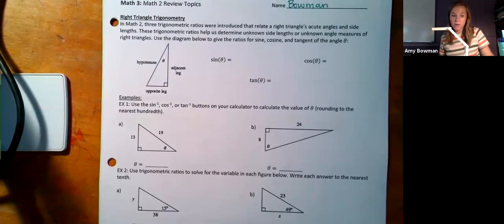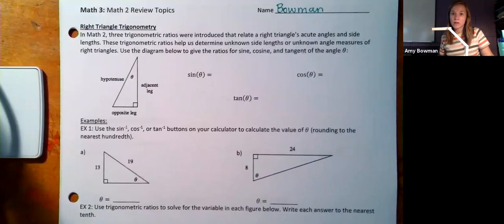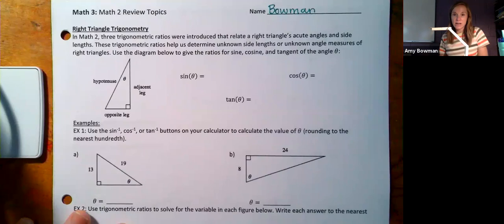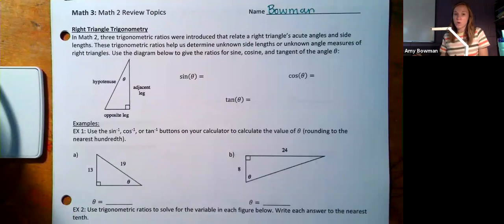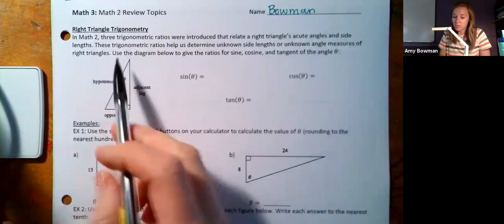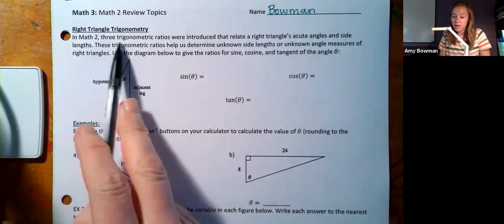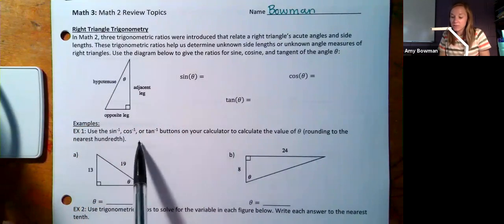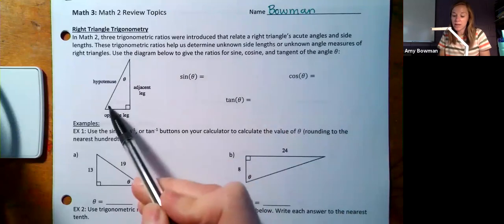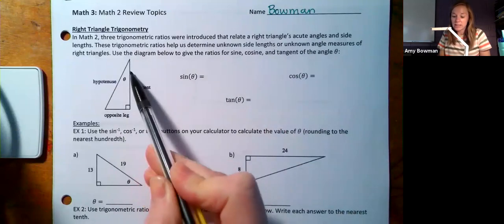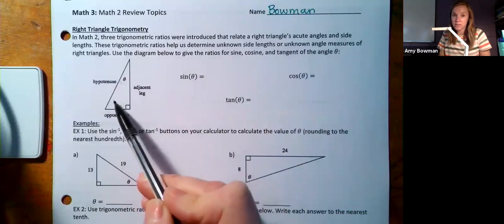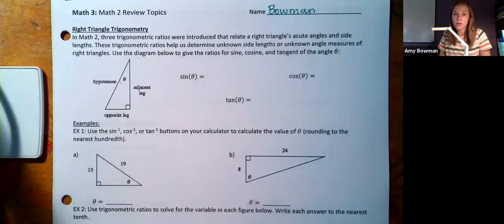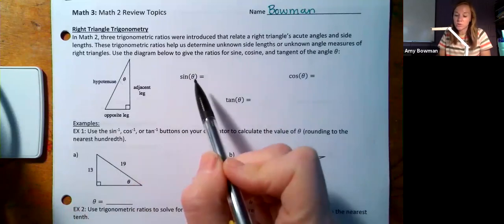So I have 4 main review topics, the first being right triangle trigonometry. I'm using this live document camera because I want to show you my calculator for a couple of these problems as well. So let's start with reviewing trig ratios. In Math 2, 3 trig ratios were introduced that relate a right triangle's acute angles, these smaller angles, and side lengths together. This angle is related to ratios of these 3 sides, as well as this angle. Those are the 3 trig functions you were introduced to last year: sine, cosine, and tangent. So let's review what those 3 ratios are.